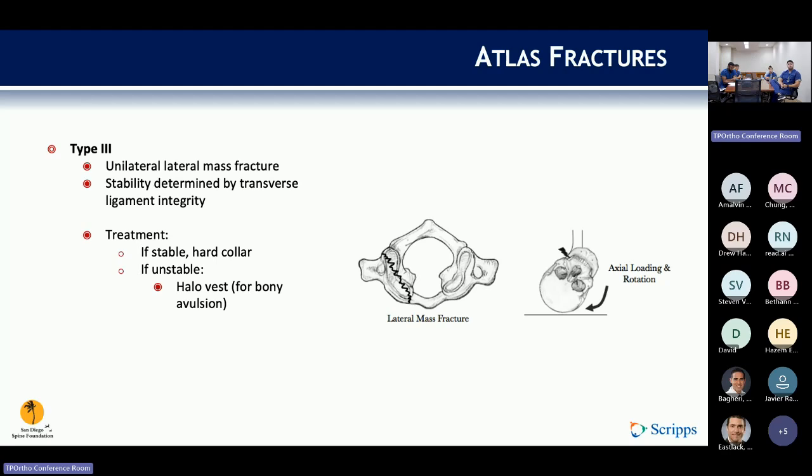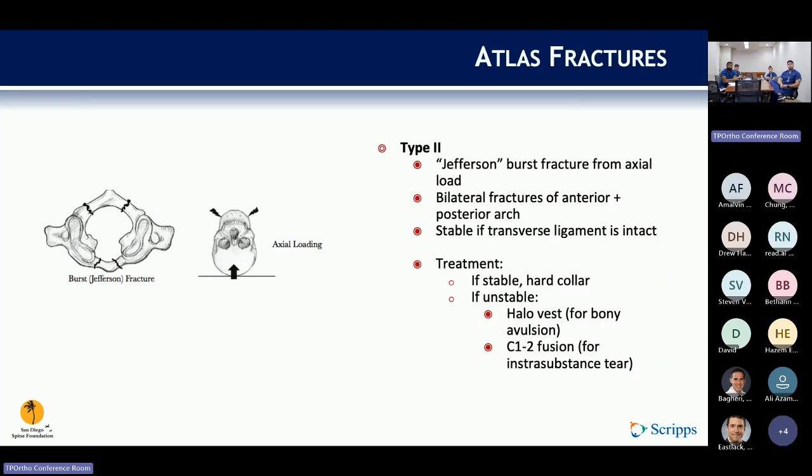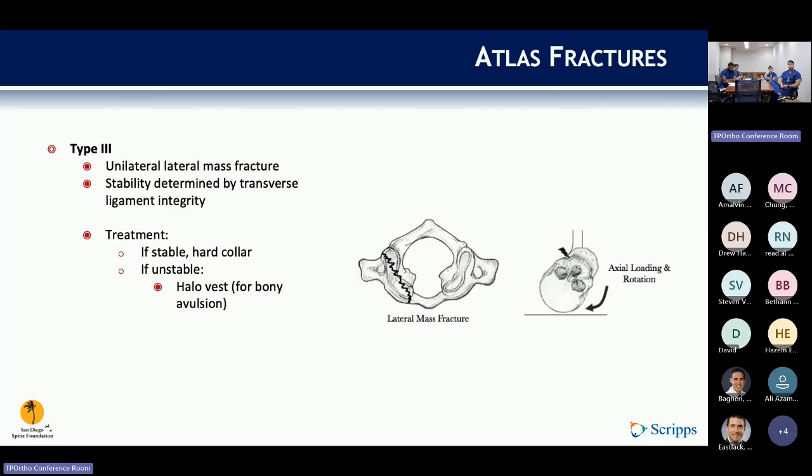And sorry, back to this. If they're stable, you can actually put them in a hard collar. And if unstable, you may have to do either a halo or surgery. With type 3, you have a fracture that extends into the lateral mass. And again, you'll want to assess the integrity of the transverse ligament and treat accordingly. So in summary, really, if stable, you can put them in a hard collar. And if unstable in any of these injuries, consider halo or surgical management.